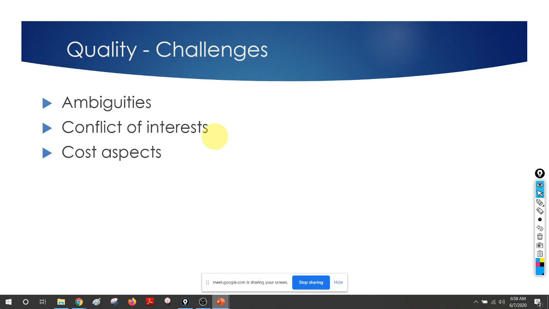Then the cost aspects. As I told you, we have to balance quality and cost together. If you crazily go after quality, sometimes the cost is going to be way too high. So we want to balance it. We want a reasonable quality product at a reasonable cost. Otherwise, the cost is going to be too high, which means you lose your competitive advantage. At the same time, if the quality is very low, again you are in trouble. No one is going to use it.